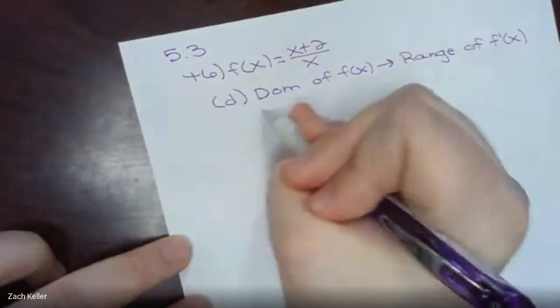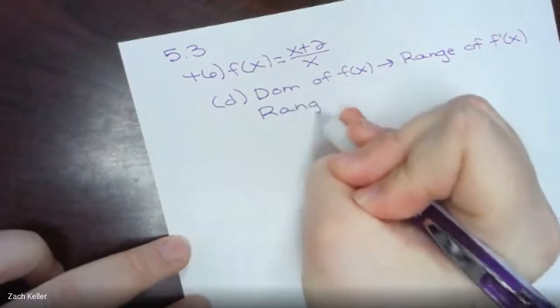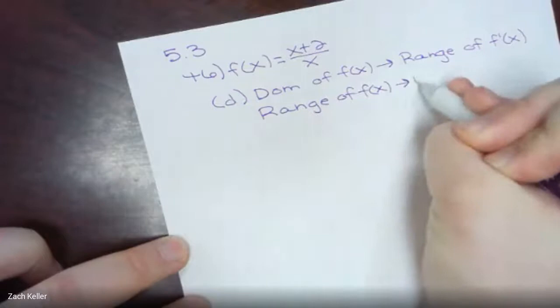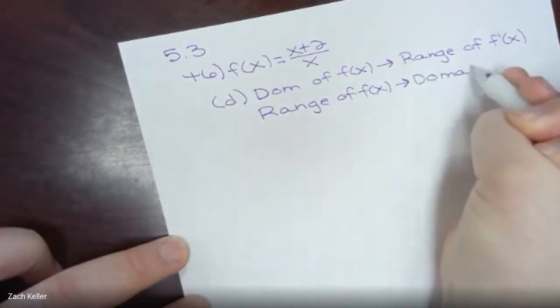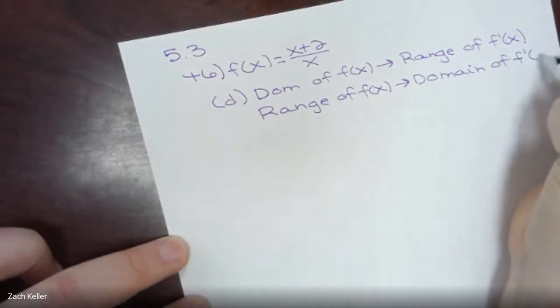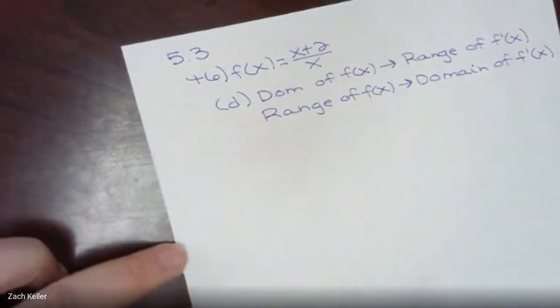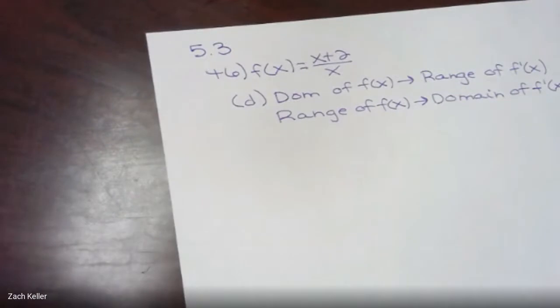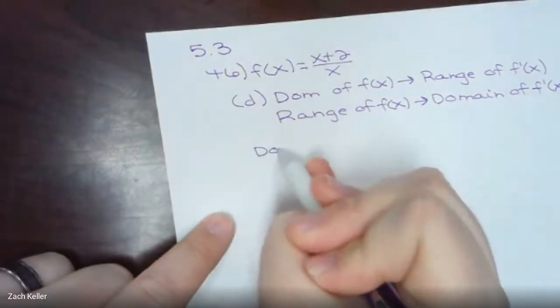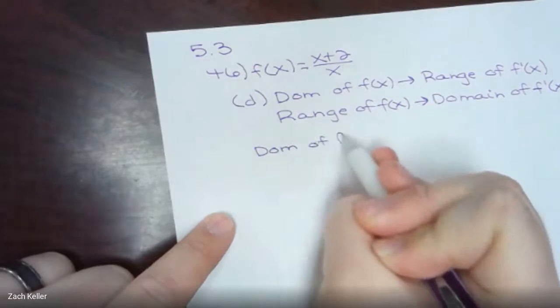And the range of the original f of x becomes the domain of the inverse. So that's probably the easiest way to do it. Look at your original and then just switch them.